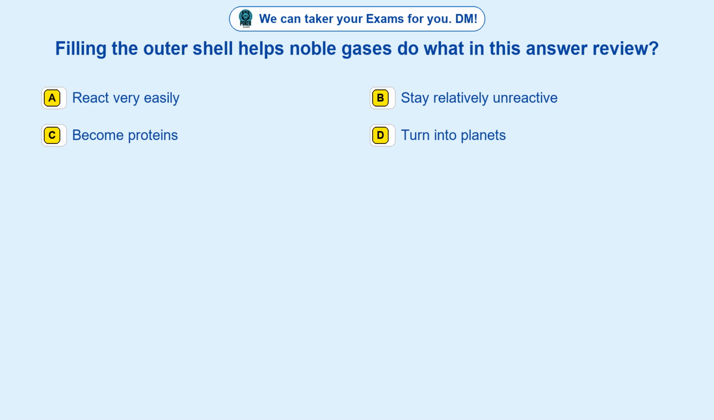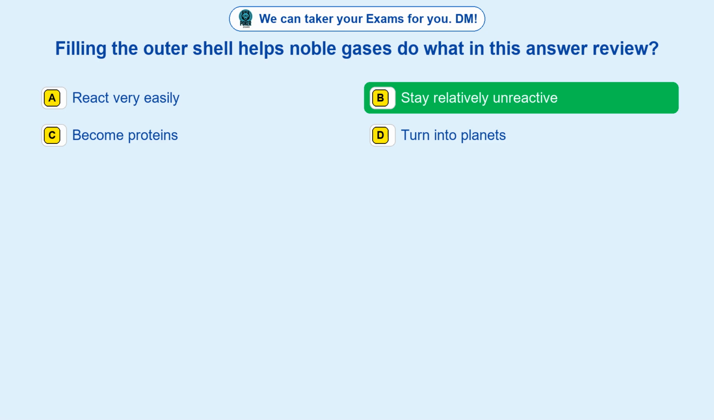Question 41. Filling the outer shell helps noble gases do what in this answer review? Option A, react very easily. Option B, stay relatively unreactive. Option C, become proteins. Option D, turn into planets. The correct answer is option B, stay relatively unreactive.